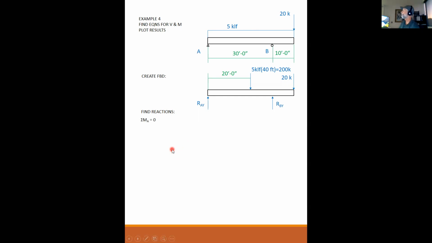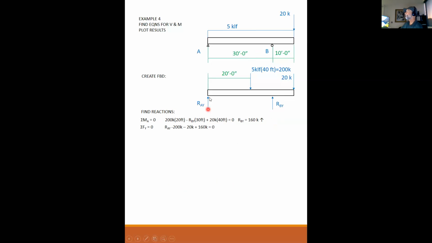Okay. So now we can find our reactions. Sum moments about A. I have 200 kips times 20 feet, turning it clockwise, so that's positive. I have my unknown reaction at B times 30 feet, turning it counterclockwise, so it's negative, plus my 20 kips times 40 feet, clockwise, positive. And my reaction at B is 160 kips, and the assumed positive is correct. Sum our forces in the Y equal to 0.